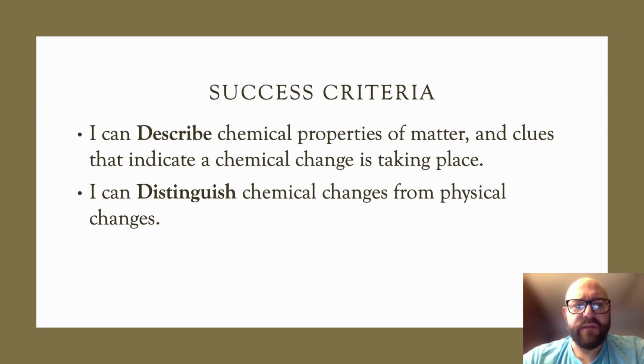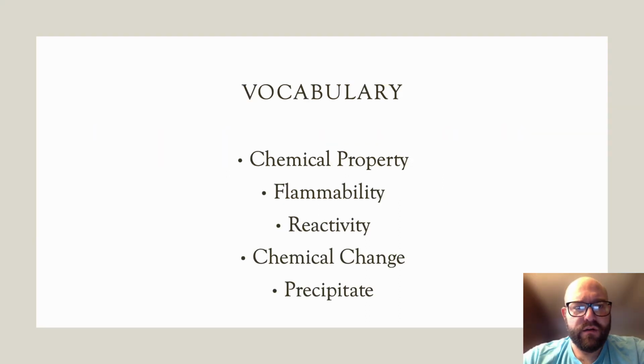The success criteria for today is you should be able to describe chemical properties of matter and clues that indicate a chemical change that is taking place. Also distinguish chemical changes from physical changes. The vocabulary you're going to need to know are chemical property, flammability, reactivity, chemical change, and precipitate.